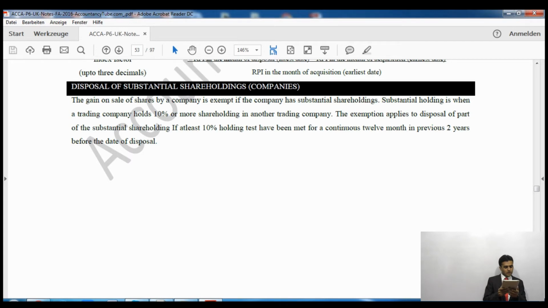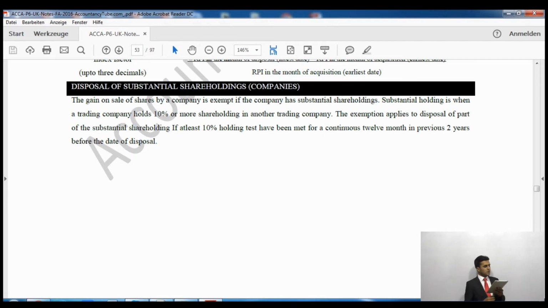So that's what it says in the notes as well. Gain on sale of shares by a company is exempt if the company has a substantial shareholding. Substantial shareholding is when a trading company holds 10% or more shares in another trading company. The exemption applies to the disposal or the part disposal. The exemption applies to disposal of part of the substantial shareholding if the 10% holding test is satisfied for a continuous 12 months in the previous 2 years. Another condition is that you must have held the shares for a consecutive 12 months out of the last 24 months, right?